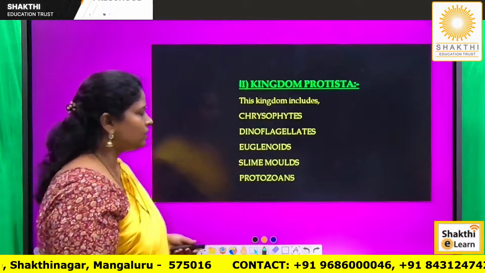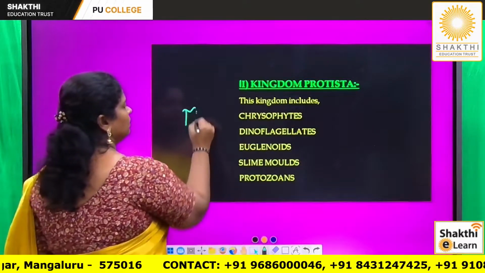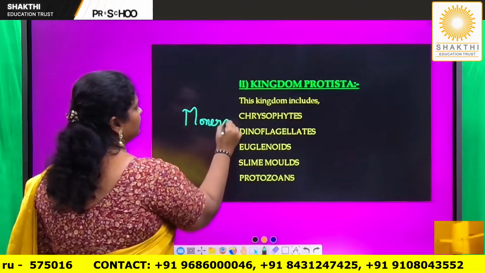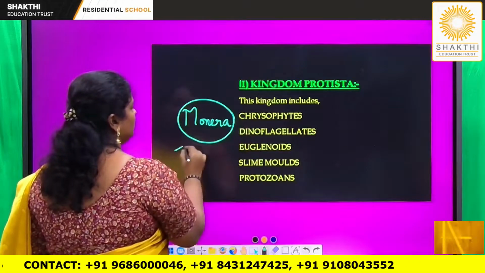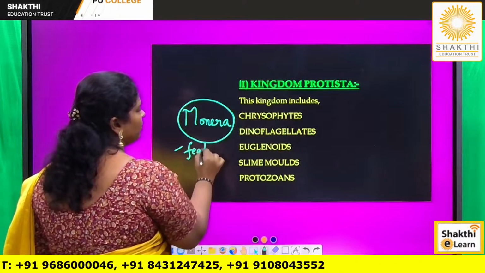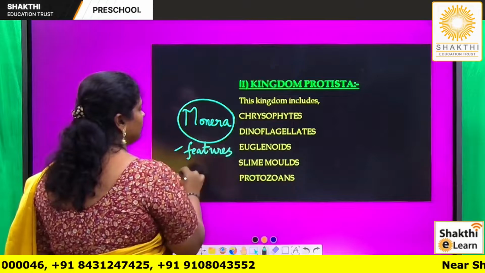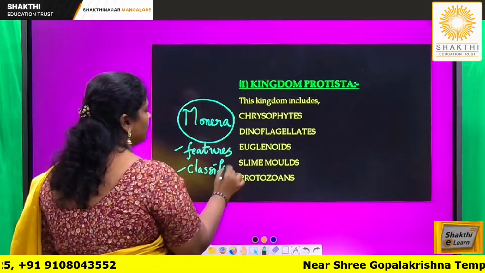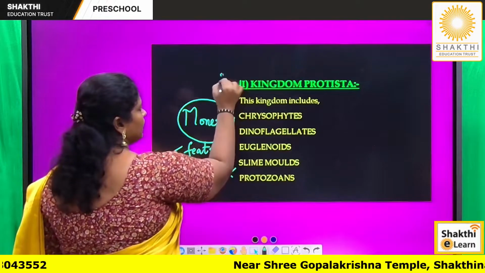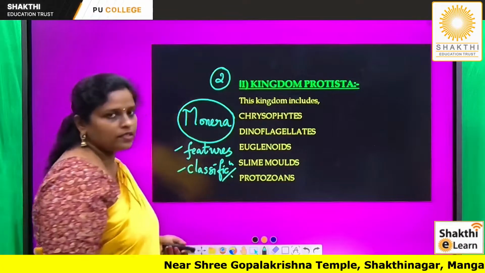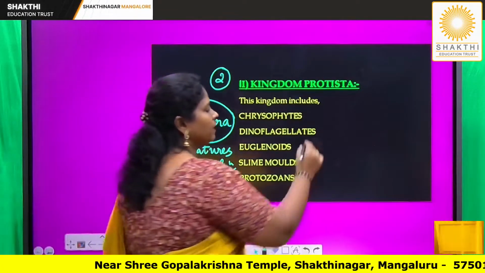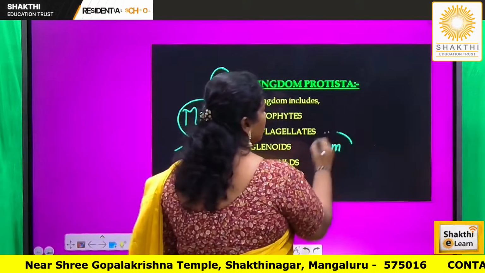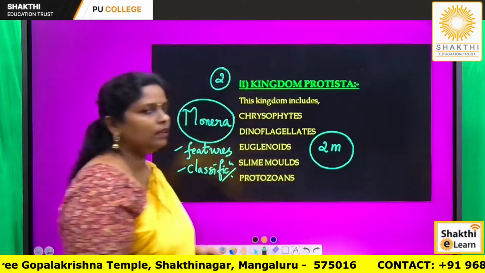So we have finished discussing kingdom Monera. Under this, one is the features of the kingdom you need to remember, then classification with various examples. Next we are going to the second kingdom, that is kingdom Protista. Here you can expect an important 2 mark question: write down the important groups coming under kingdom Protista.